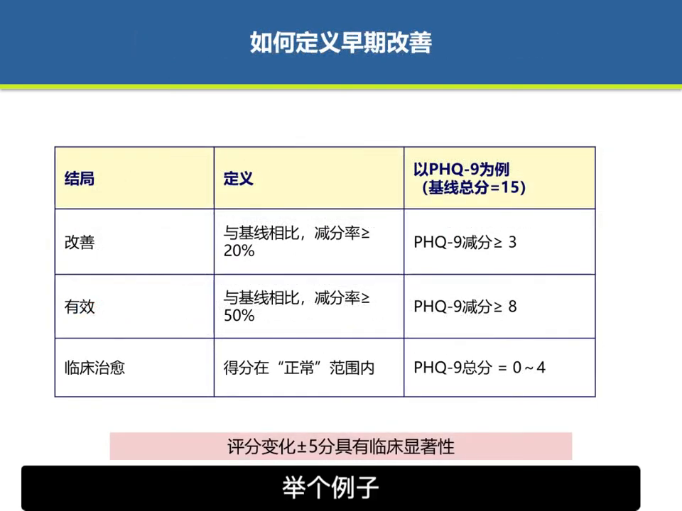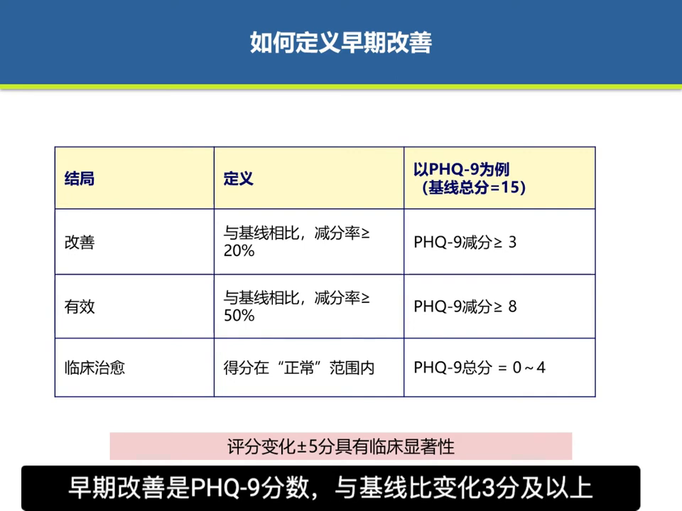Let's give an example of how we define early improvement. As we mentioned, improvement we've defined as more than 20% reduction in score from baseline. And so in the example here of a PHQ-9 with a baseline score of 15, early improvement really indicates a change in the PHQ-9 score of 3 points or more from baseline.